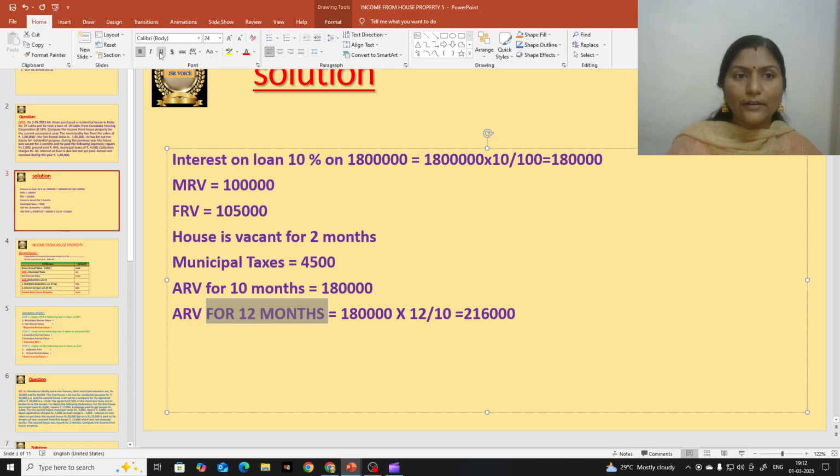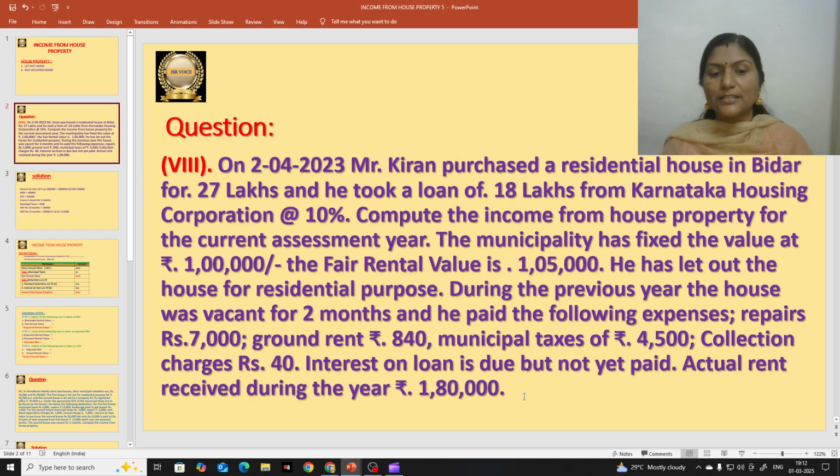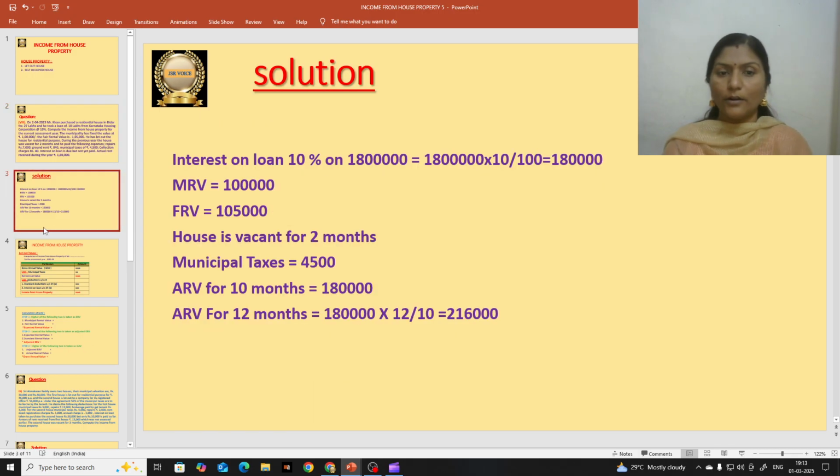Okay, I think everyone understood this calculation. Hope this is clear, students. Okay, ARV for 12 months is how much? That is 2,16,000. So in the calculation of GAV, in the third step, ARV should be taken as 2,16,000. Remember that point. Okay, and next we discussed a complete question. So we understood the question and we took what points we need to take into account for calculation. So all that we recorded in the solution. Okay, so we recorded everything here.